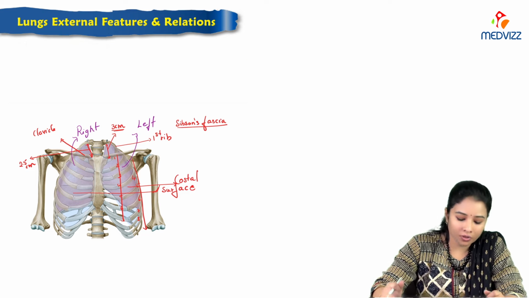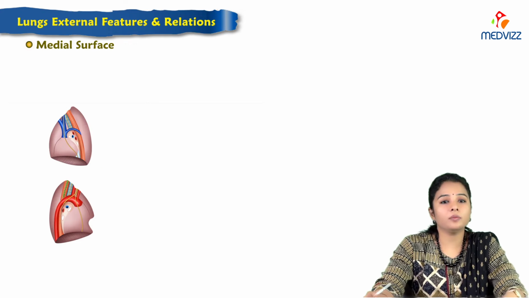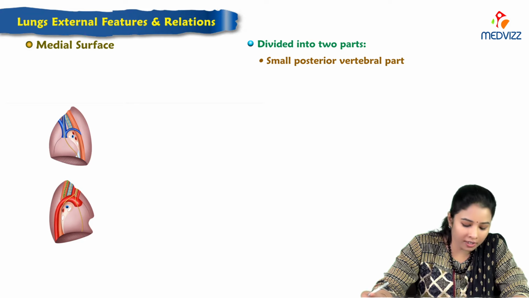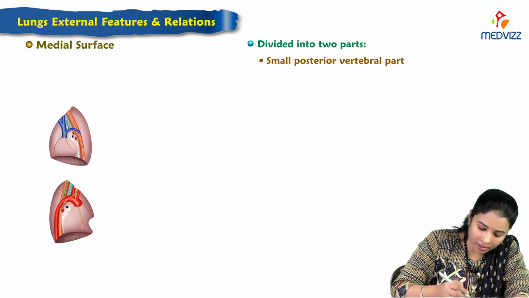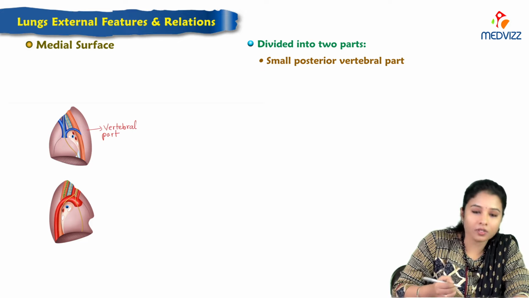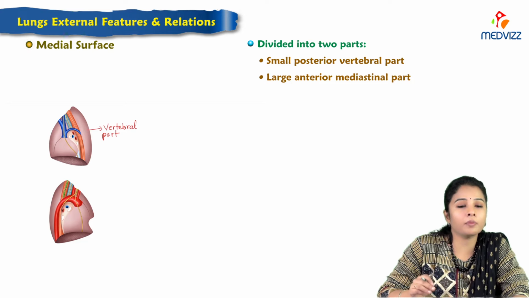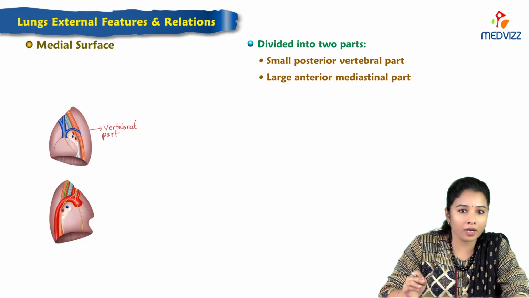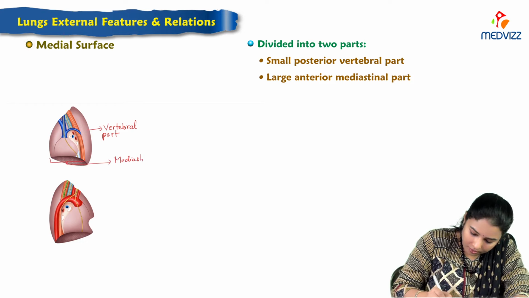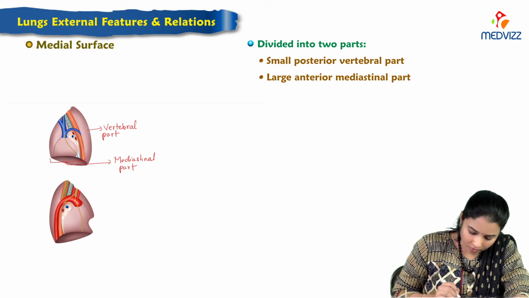Next, moving on to the medial surface. The medial surface is divided into two parts. A small posterior part, which is called the vertebral part. So here is the vertebral part. And a larger anterior part, which is called the mediastinal part. From here to here. Same thing on the other side.